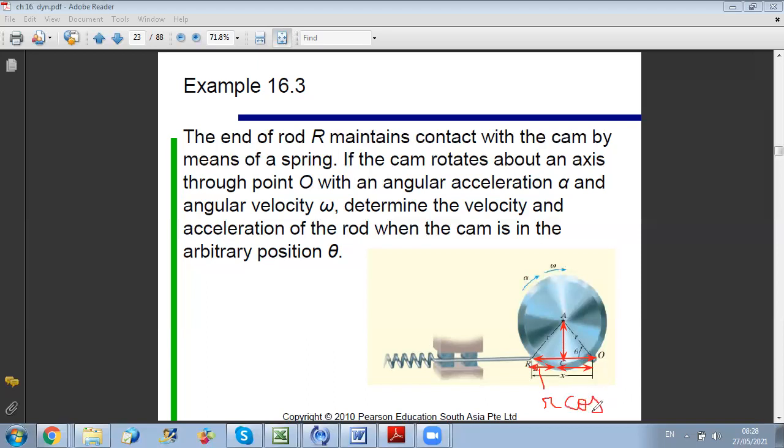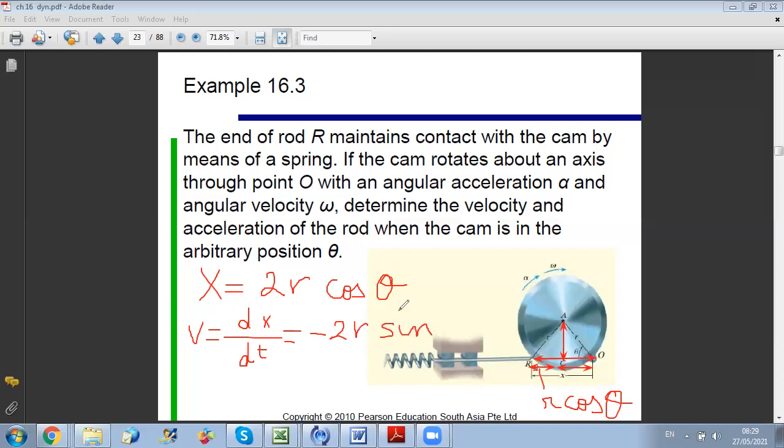So since x is 2r cosine theta, I can now relate the velocity of the rod to the angular velocity of the wheel by just taking the derivative. I write x equals 2 times r, which is a constant, times cosine of theta. Now, first I need to determine the velocity of the rod. So v by definition is dx by dt. Here I will use the chain rule because x is a function of theta. Since r is constant, the derivative will be minus 2r sine theta. This is the derivative with respect to theta. To obtain the derivative with respect to time, I multiply by d theta by dt, and d theta by dt is the angular velocity of my wheel. So this is omega.